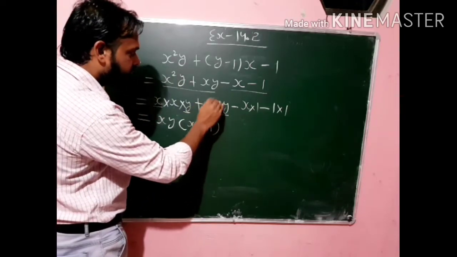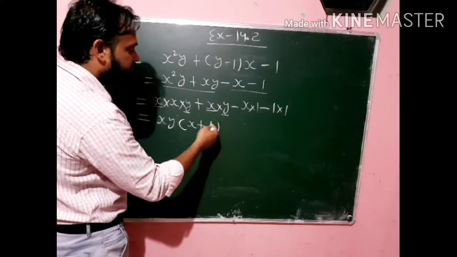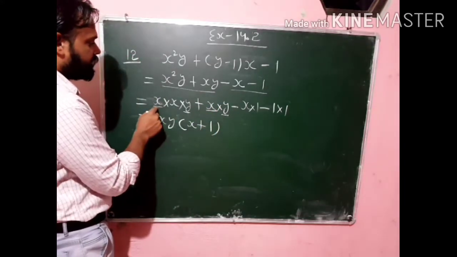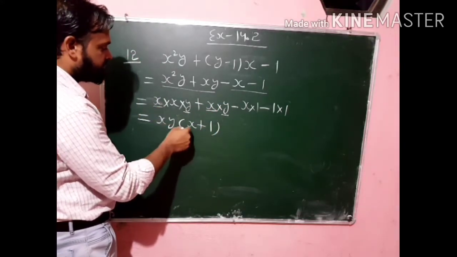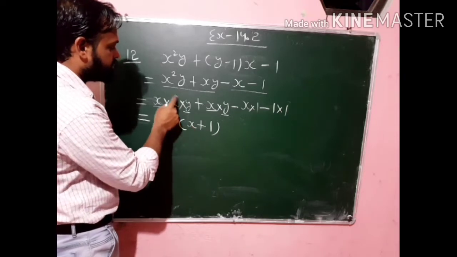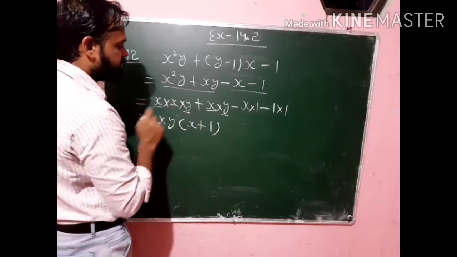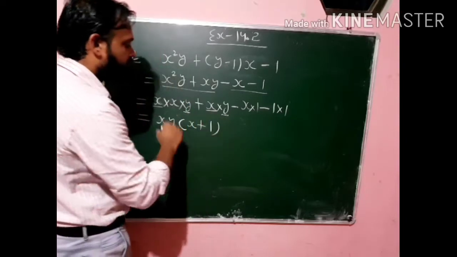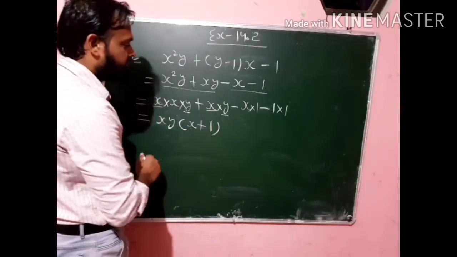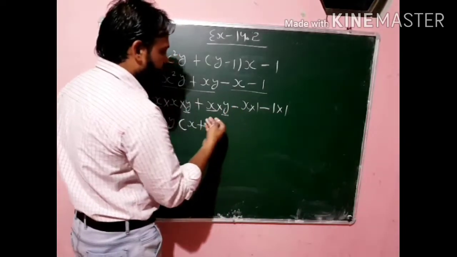So if there is no term left in the bracket, then we can write here 1. Again, x and y are common, and start the bracket. x is taken here because x is left, and then the plus sign as it is. Both x and y are common, so I have written here 1. Now I hope this is clear to you.